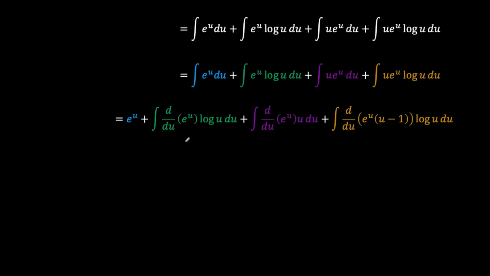So using integration by parts, we know that if you have something like the integral of u dv, the integral is the same as uv minus the integral of v du.